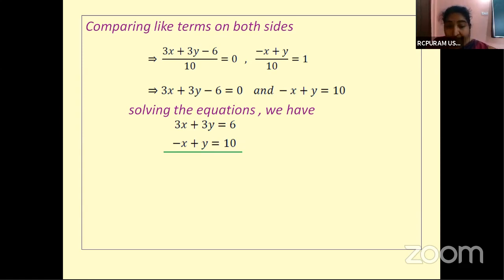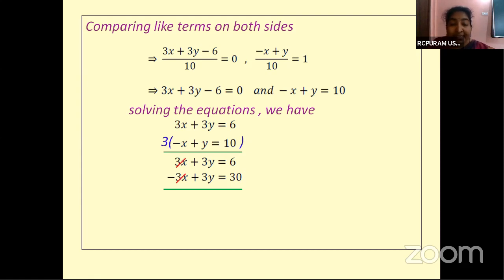Now just to solve it, we'll go by elimination method by multiplying the second equation with 3. We have 3x plus 3y is equal to 6. The first equation is not changing. The second equation, you will have it as 3 into minus x is minus 3x plus 3 into y is 3y is equal to 3 into 10, which is 30.